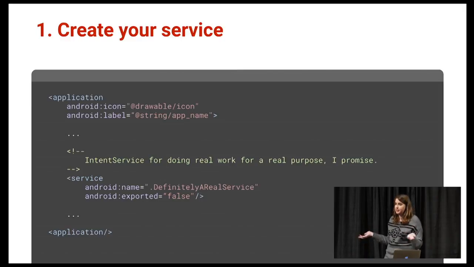Okay, so how do we create an IntentService? First step is you have to make a class for your service. And to do that, you need to declare it in your manifest. You have to say that this is going to be here. Like, this actually exists, and I'm going to use it.